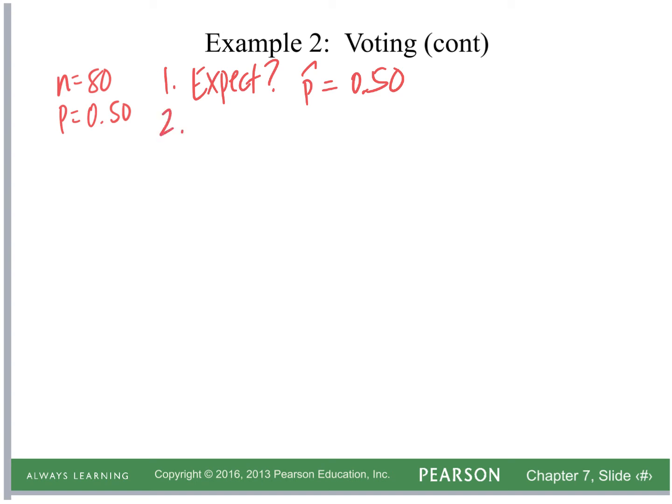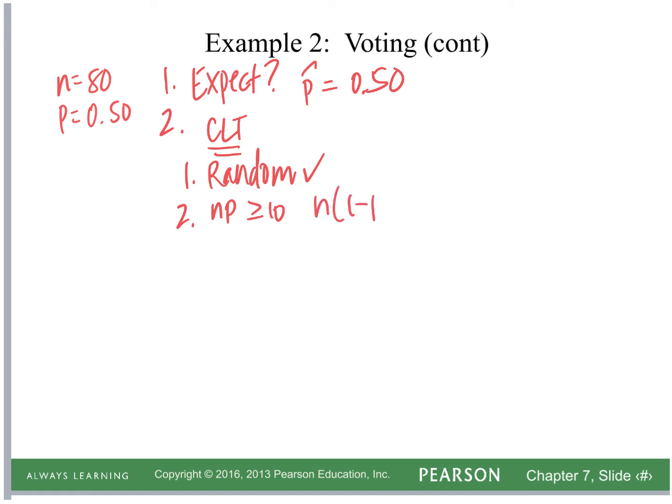So number 2, the question is, does the central limit theorem apply? So we'll go through the central limit theorem conditions. Number 1, first condition, remember, is it random? It said it was a random sample of 80, so check. Number 2, sample size, successes, failures. So our sample size of 80, proportion of 50%. 50% of 80 is 40, which is greater than 10. So successes is a check.